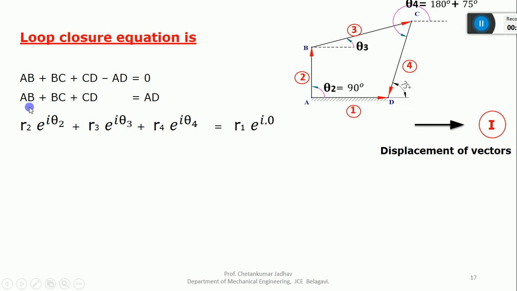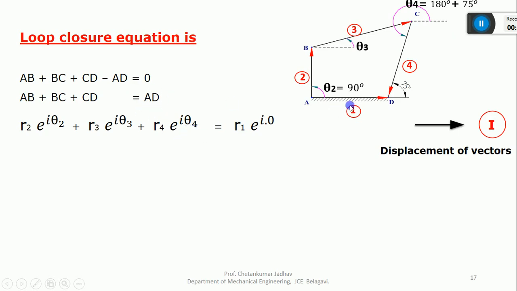So I can write AB as: what is the magnitude of this AB? This is link 2, R2, multiplied by e raised to i theta 2. In a similar manner, the displacement of vector BC, which is the third kinematic link, I'll write as R3 into e raised to i theta 3. R2, R3, R4 are the link lengths, the magnitudes of all the four kinematic links. Since it is the third kinematic link, I'll write R3. Similarly for CD, the link length is R4, so R4 into e raised to i theta 4.